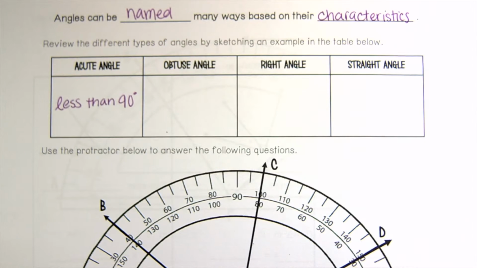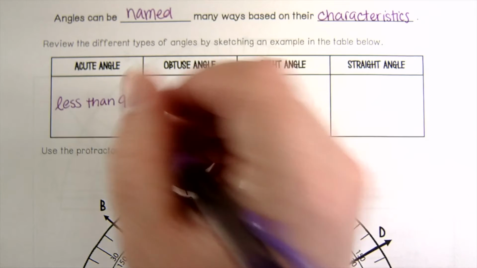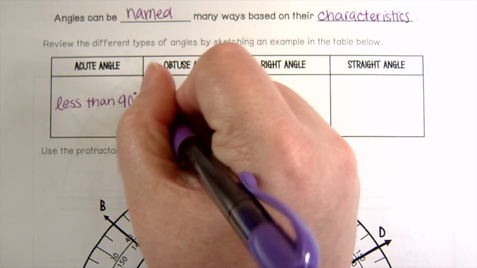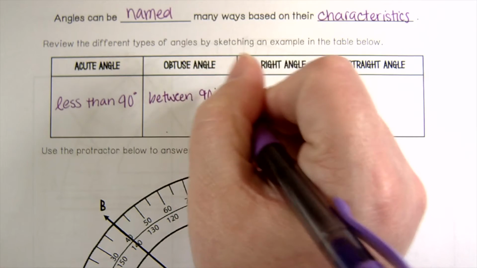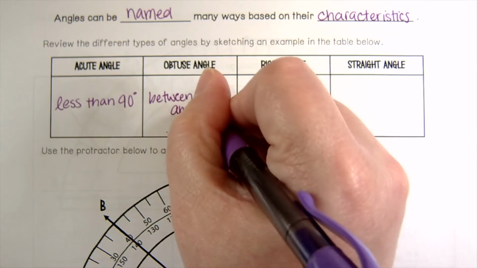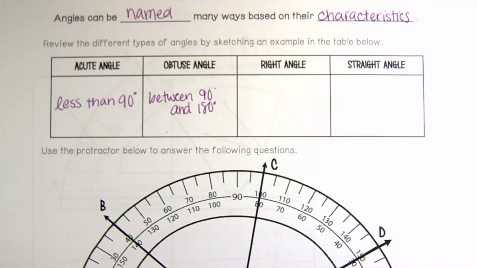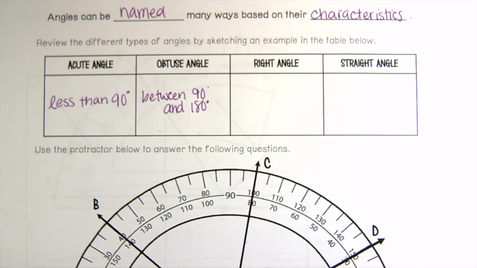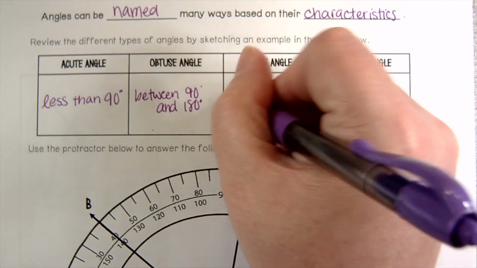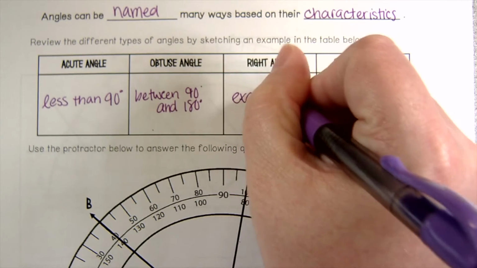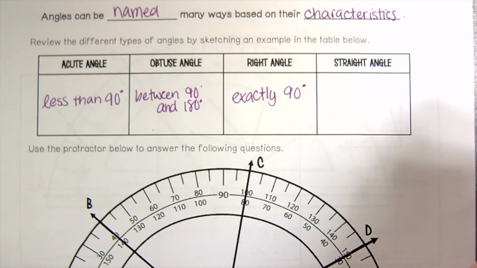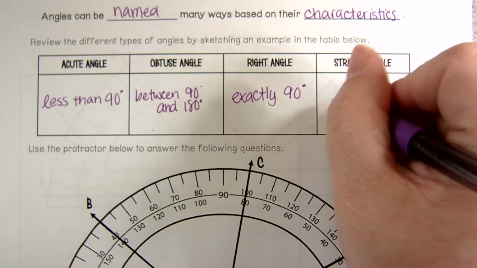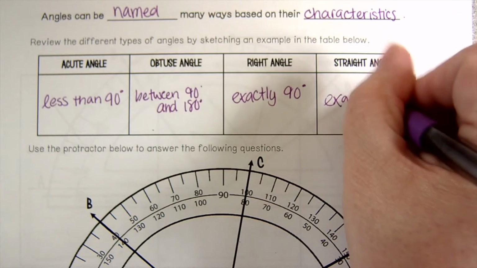What about an obtuse angle? Good. So between 90 degrees and 180 degrees. What about a right angle? Exactly 90. It is exactly 90 degrees. And a straight angle. Exactly 180 degrees.